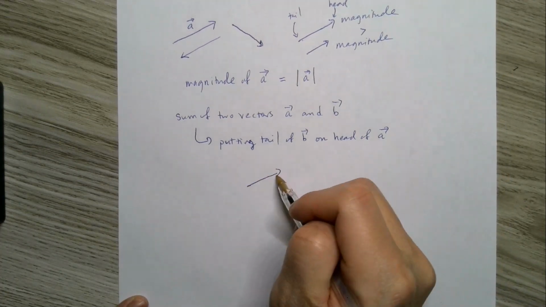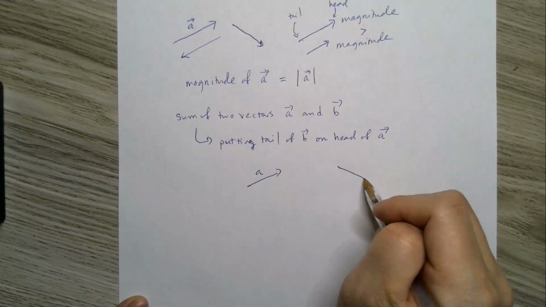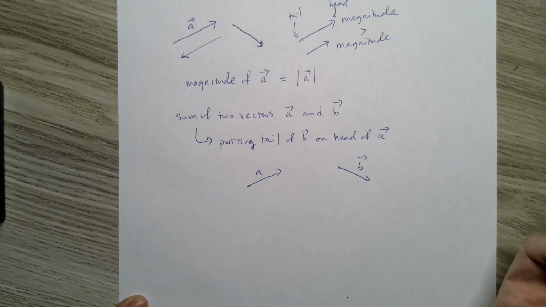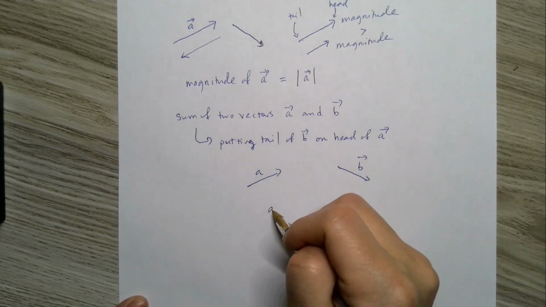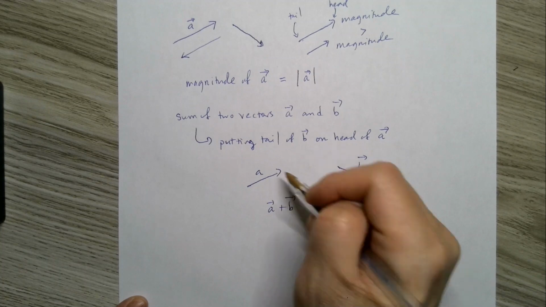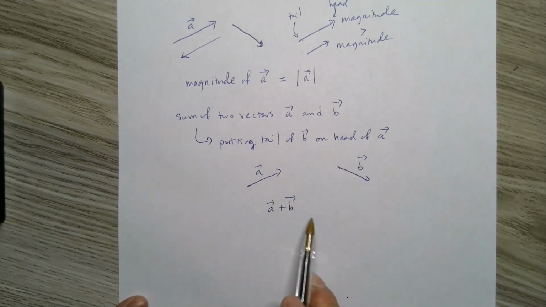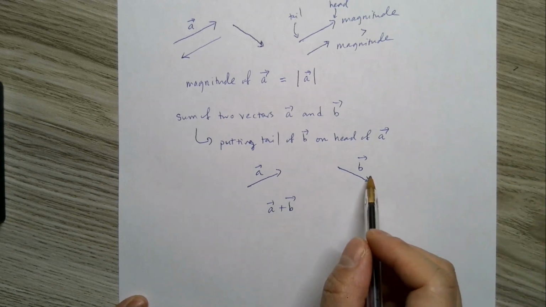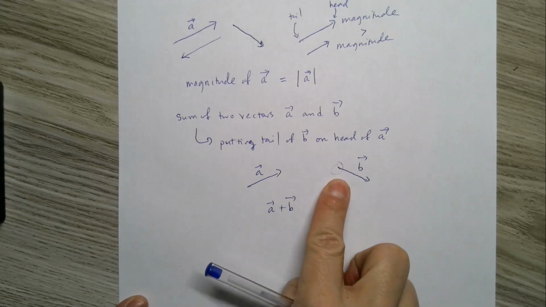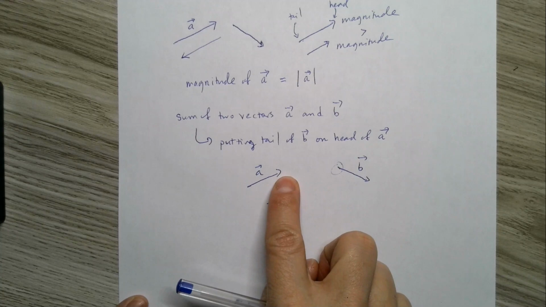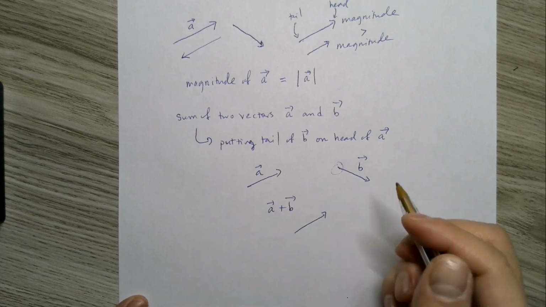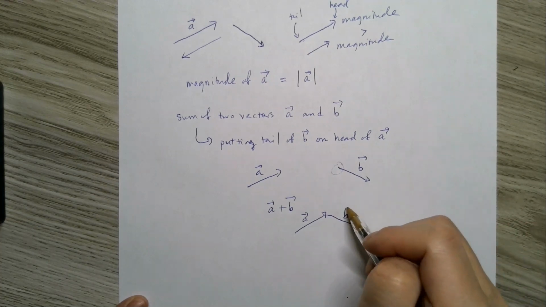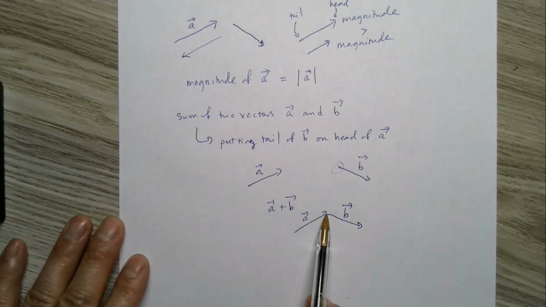And this is what I mean. If vector A is here and vector B is here, and I want to find the sum of A and B, then I'm going to take this vector B, take the tail of that, and connect it to vector A. So vector A is right here, and the tail of vector B is now on the head of vector A.